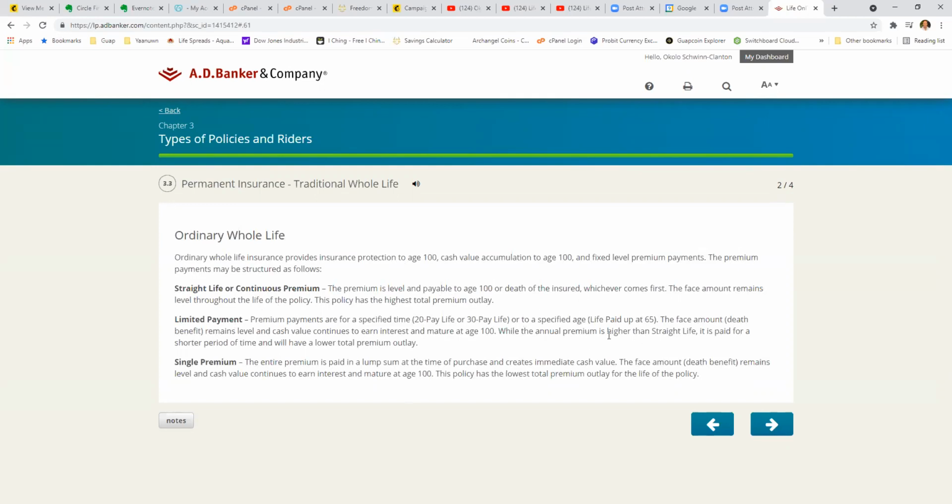So while the annual premium is higher with limited pay than with straight life, it is paid for a shorter period of time and will have a lower total premium outlay. So if you decide to pay for it for 20 years versus 60 years, the 20-year pay is going to be less outlay over time, even though the death benefit will be the same. And then, as I said, there's a single premium. So sometimes you could just say, okay, here's $100,000, and you could immediately get $1 million of insurance. Obviously, there are some instances where that's a very advantageous thing.